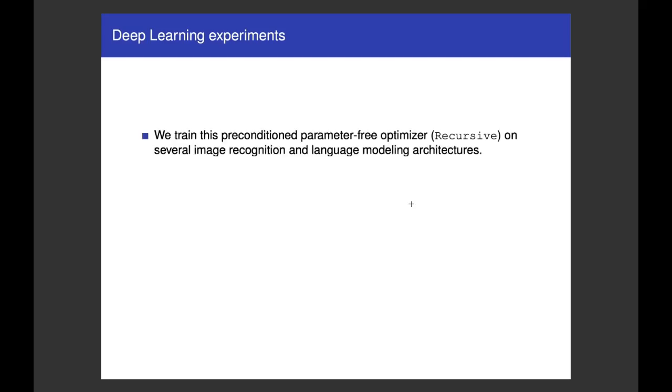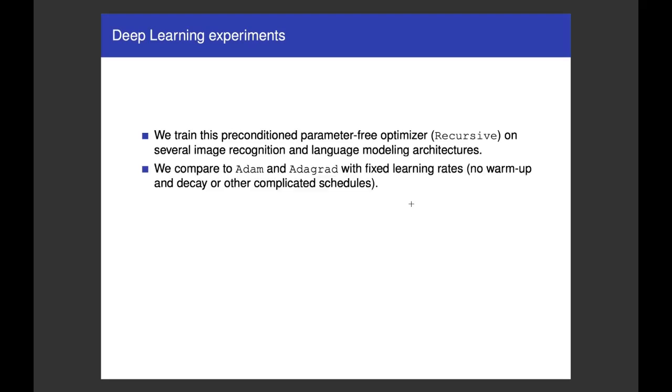All right, so that's the end of the math here. Let's look at some actual experiments. So we trained the preconditioned optimizer recursive on several image recognition and language modeling architectures. We're going to compare to Adam and Adagrad with fixed learning rates. So, if you were just trying out of the box, you built some model and you don't have a bunch of money to muck around training it, you're just going to try some algorithm. So you're going to sweep the learning rates on some logarithmic grid. That's roughly what we're doing here.